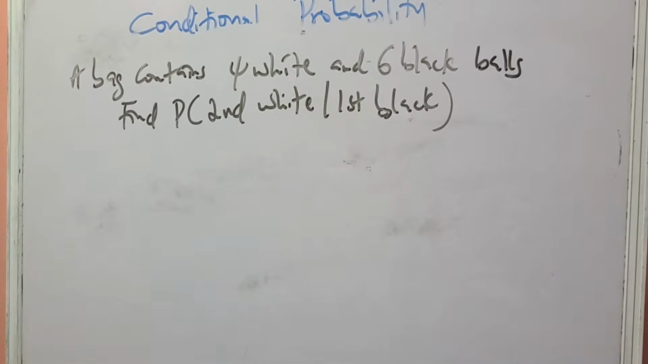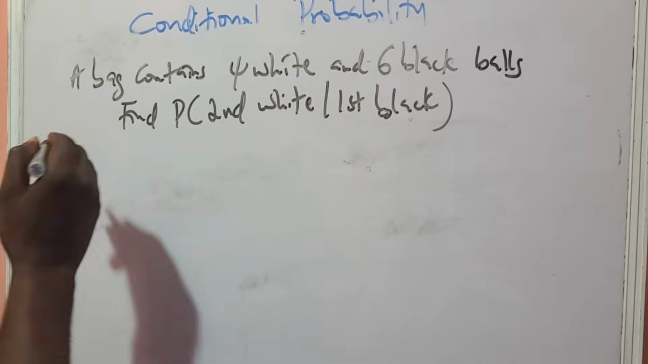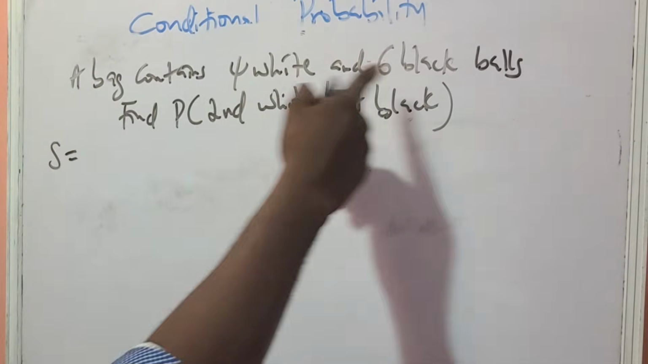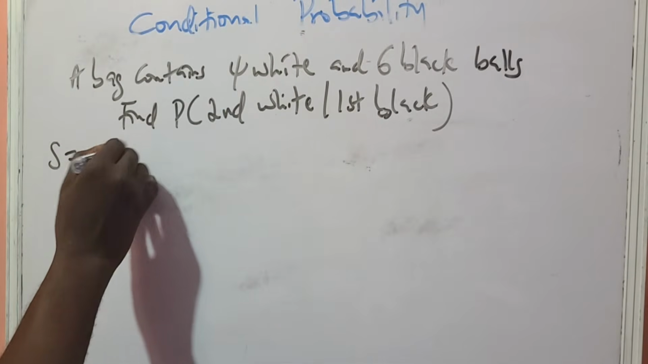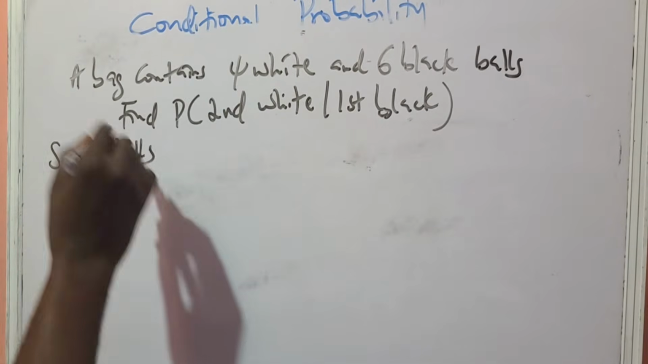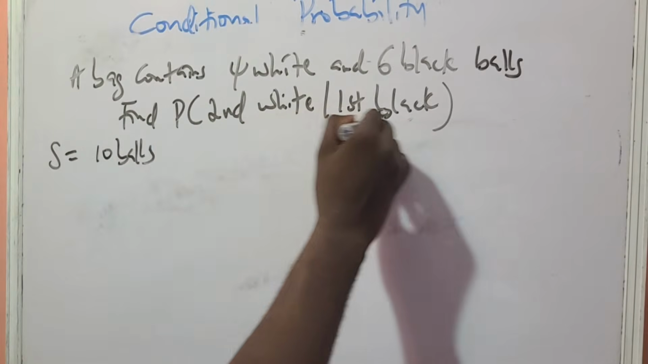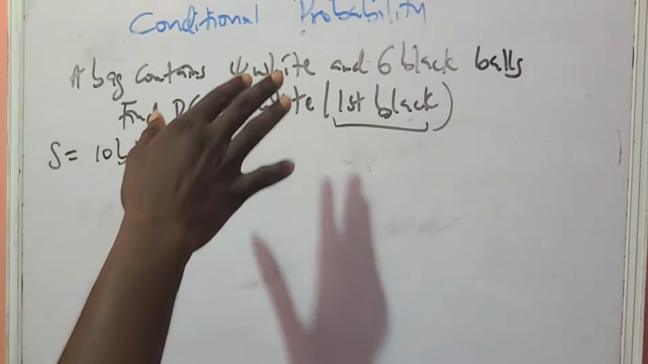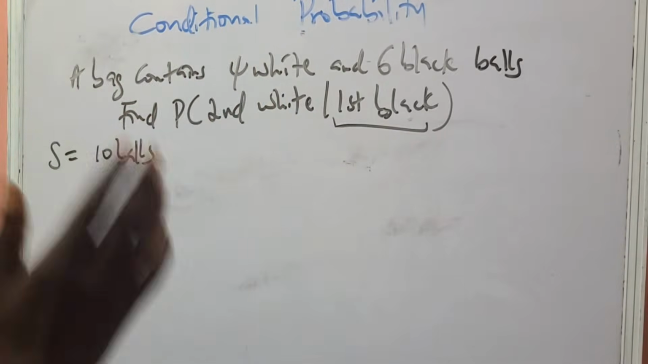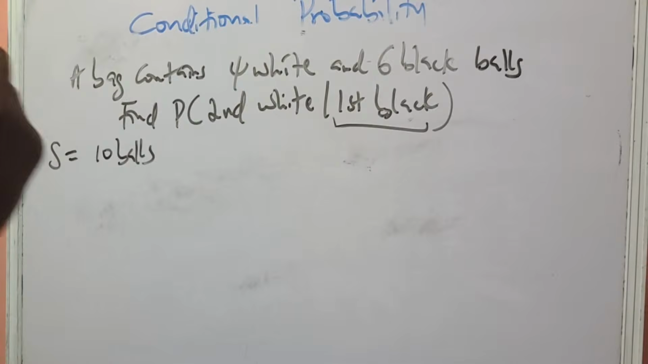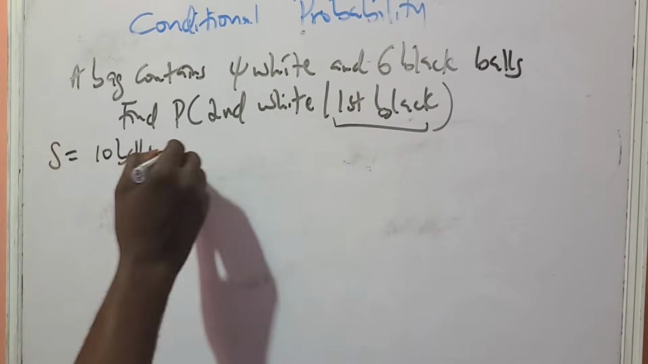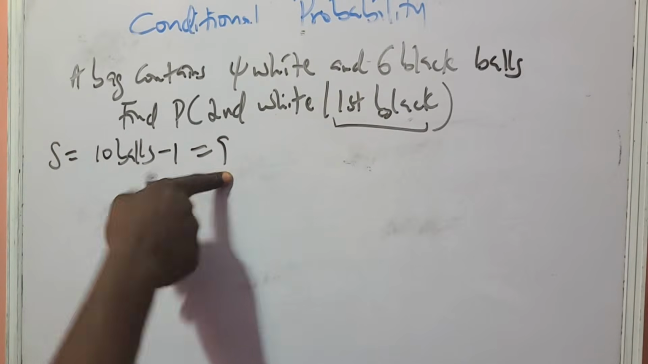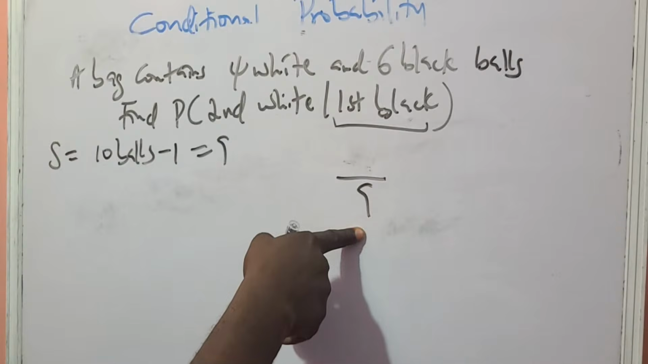Now, a bag contains 4 whites and 6 black balls. In this case, the sample space is obviously going to be having a total of 10 balls. The question said find the probability that the second ball was white, given that the first was black. So you have picked a ball from this bag, and they told you that the ball you picked was black. So obviously, one ball is taken out. Your sample space is left with 9. The answer will be over 9. I'm sure of that already.